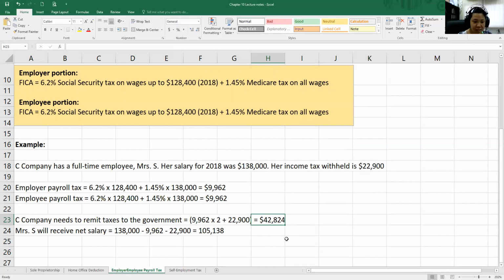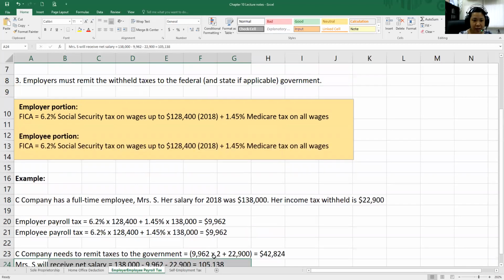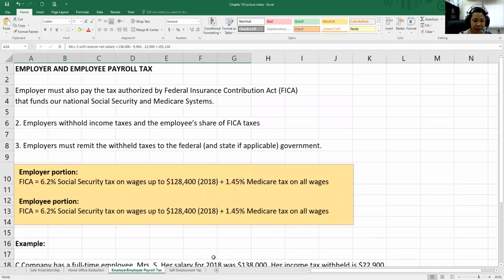Next, how much will Mrs. S receive? The net salary. Mrs. S's salary is 138,000 and she needs to pay the employee payroll tax of 9,962 and also income tax of 22,900. So finally she receives only 105,138. Okay, so that is the employer and employee payroll tax.